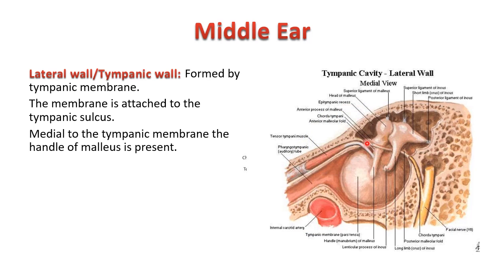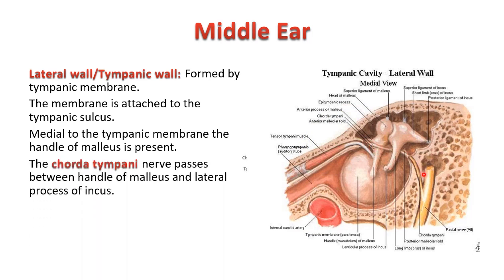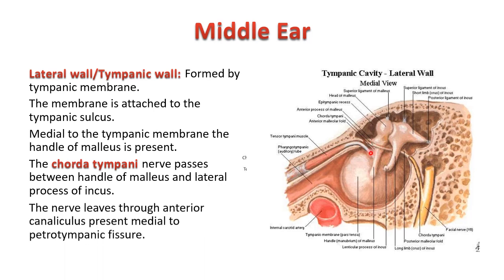And medial to the handle of Malleus, you are able to see the chorda tympani nerve is actually crossing. It enters the middle ear mainly through the posterior canaliculus. So from the facial nerve, which is seen in the posterior wall, posterior canaliculus, this is facial nerve in the facial canal. Then it passes medial to the handle of Malleus, lateral to the incus, and leaves the middle ear cavity through the anterior canaliculus, which is situated in the medial end of petrotympanic fissure.